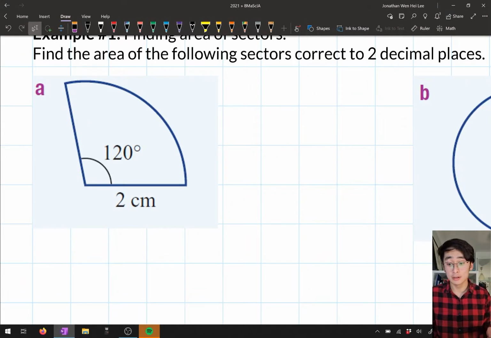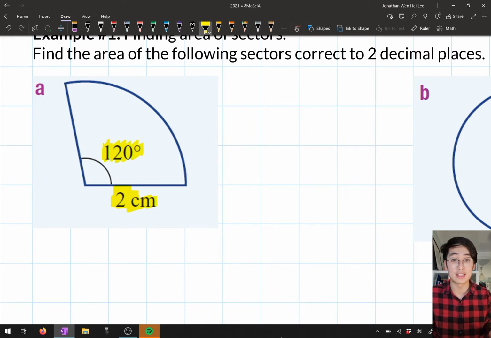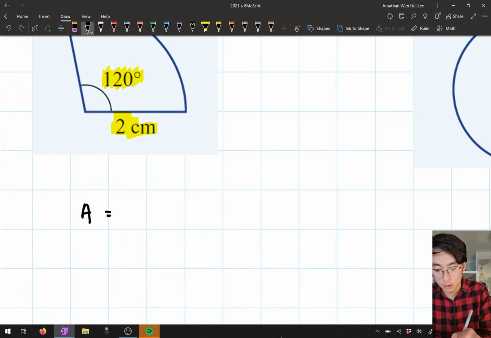I've got this sector here, and the information that we get given is that it's 2 centimeters here, and we've got 120 degrees in the center. So what I'm going to do, I'm going to write down my formula. A is equal to theta over 360 pi r squared.